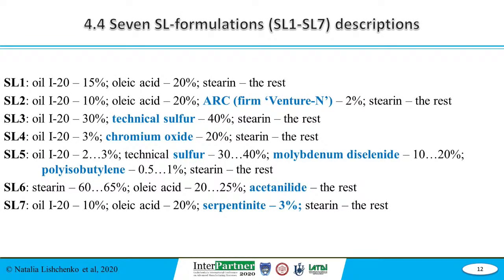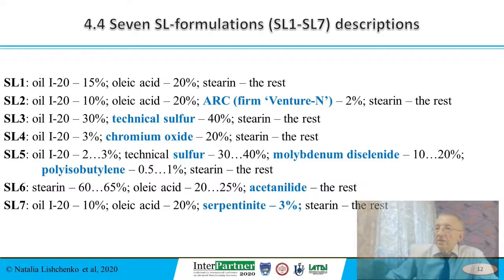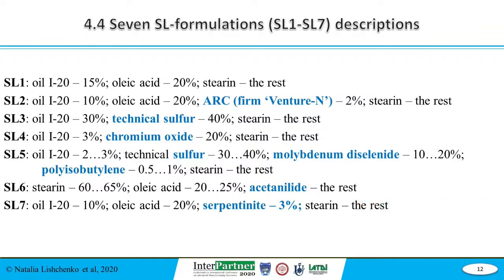These are 7 SL formulations: SL1, SL2, 3, 4, 5, 6, 7. You can see that these are complex formulations. For example, SL1 contains oleic acid, 20%. SL number 2 contains AIC from firm venture N, 2%, and stearin the rest. SL3 contains technical sulfur, 40%, and stearin the rest.